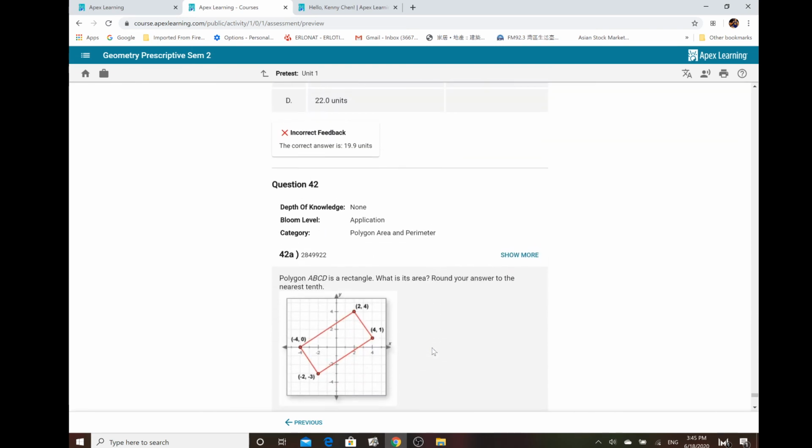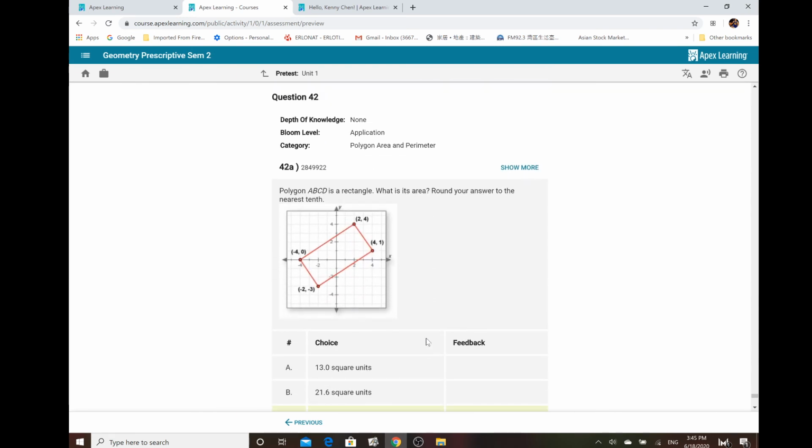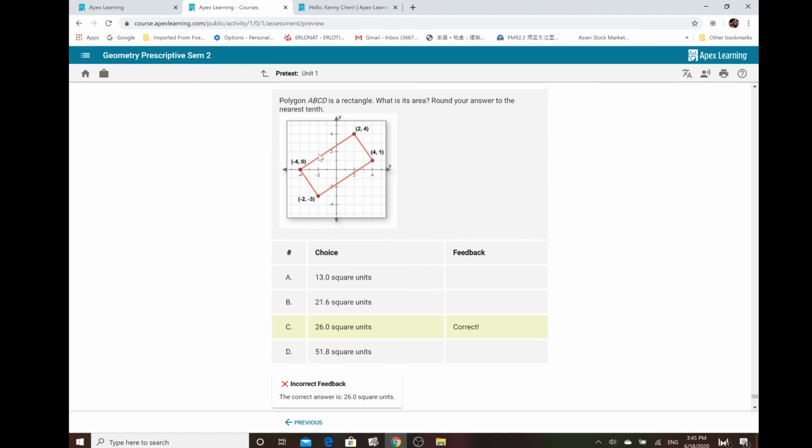Similar to this one, 42. Okay, so this one's quite obvious. So it looks kind of like a rectangle. Again, find the distance of the line segments, combine them all together, so 26 units.